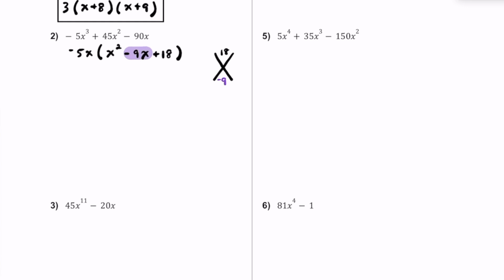So we're looking for two numbers that multiply to 18 but add to negative 9. I'm thinking negative 3 and negative 6 would do the job nicely here, right? So let's do negative 5x multiplied by, we have this x squared. Let's go ahead and do minus 3x minus 6x. Those are going to combine to make that negative 9x, right?